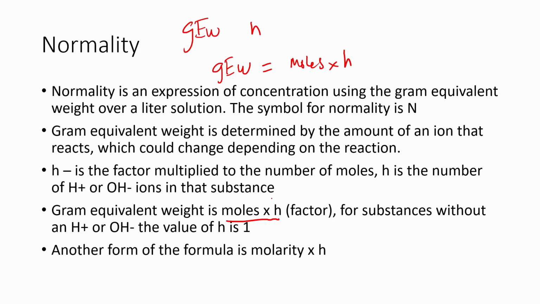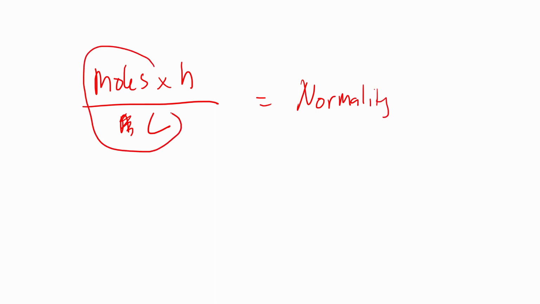The factor is the number of hydrogen ions or hydroxide ions in a substance. Naintindihan? Familiar sa normality? Yes po. Okay. So another form of the formula is molarity times H. Kasi moles times H over liter equals normality. And ito, molarity yan. So moles times H equals normality.